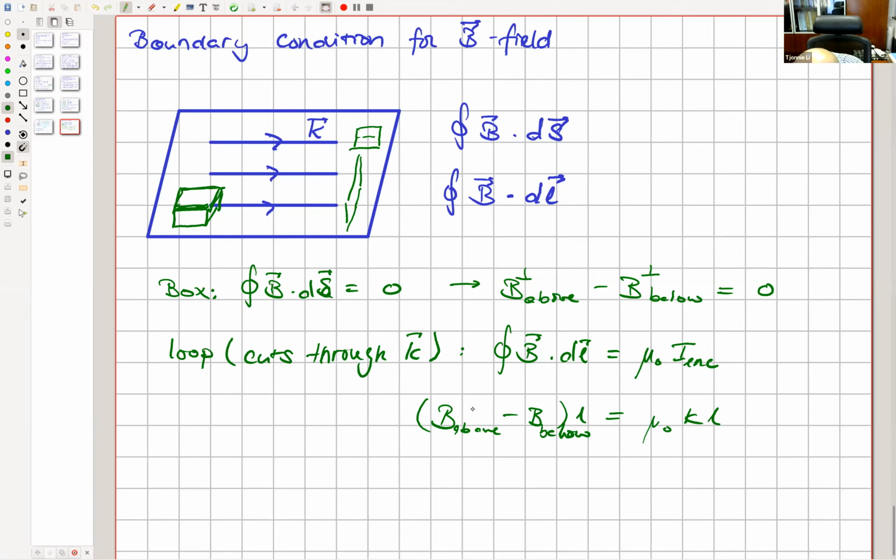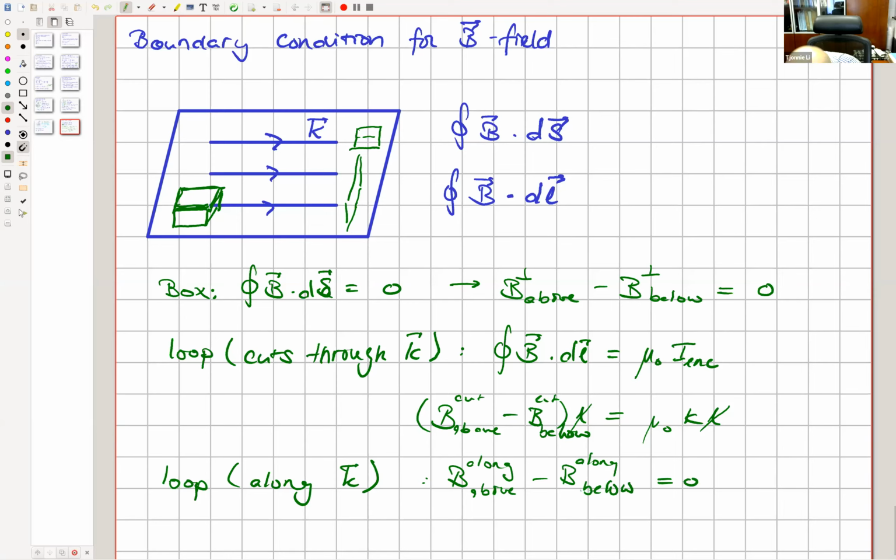And this here is the one that cuts through, and I can just get rid of the two L's. But for the same loop that is along, there is no current, right? The loop does not cut through any current, and so I can see the B along above minus B along below equals 0.